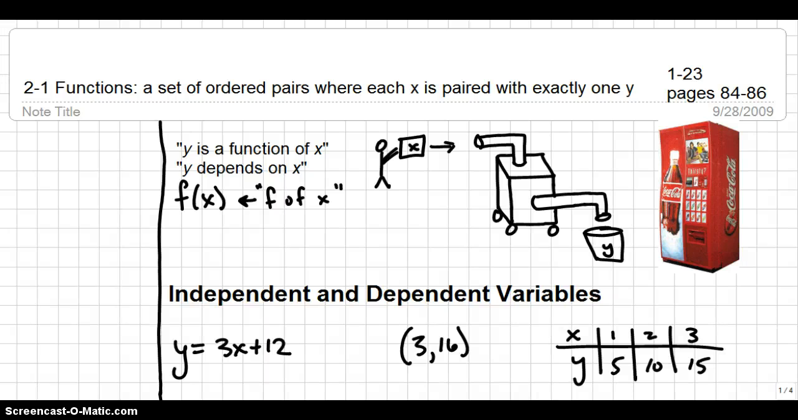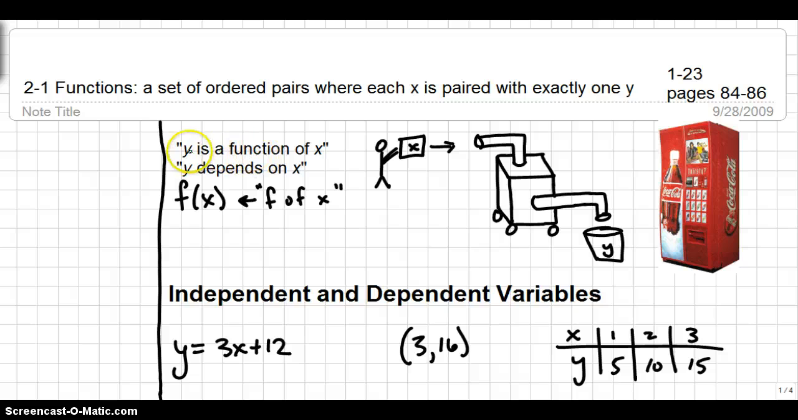This lesson is for FST Lesson 2-1 on functions. A function is a set of ordered pairs where each x is paired with a unique y value. Typically when students see that worded in a question, it'll say, is y a function of x? And the way that I usually handle that question is I usually change the word function to depend.